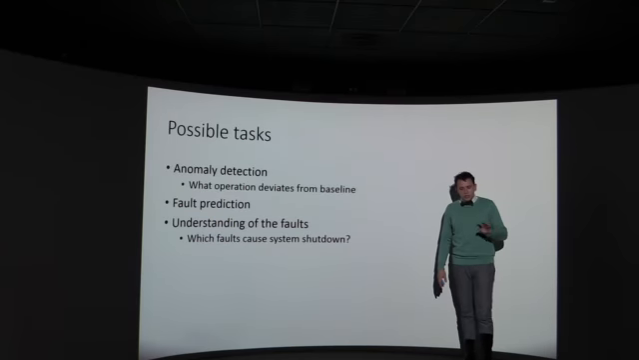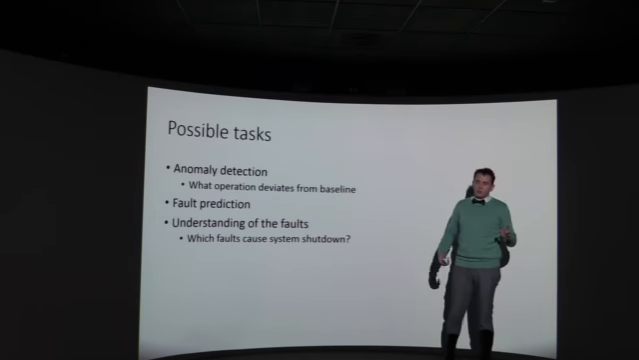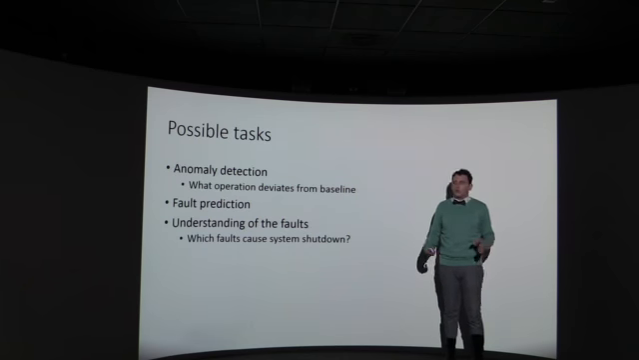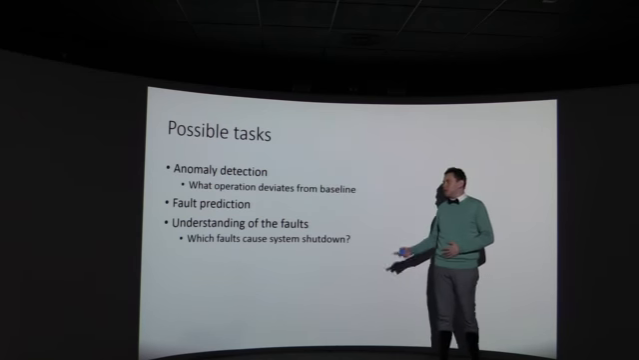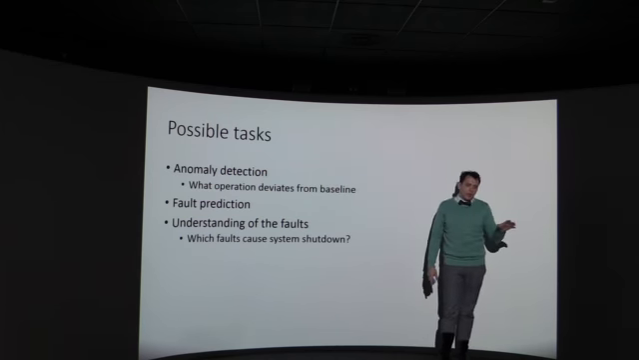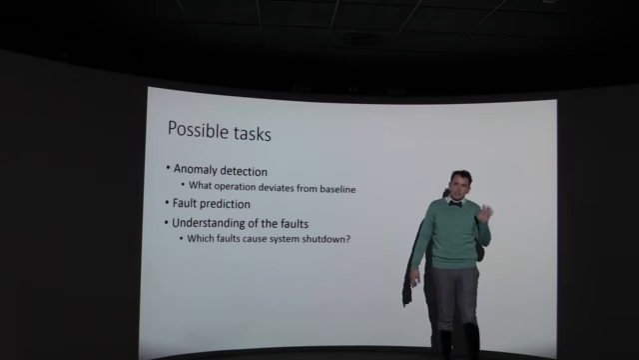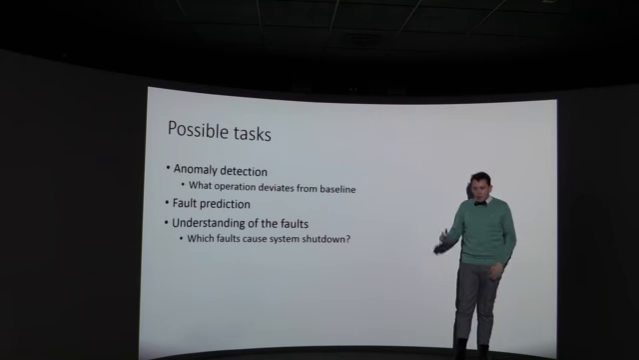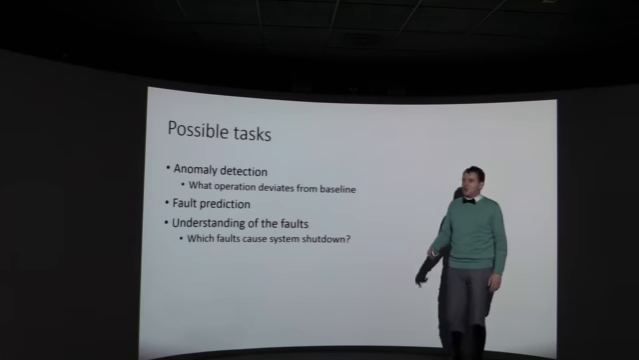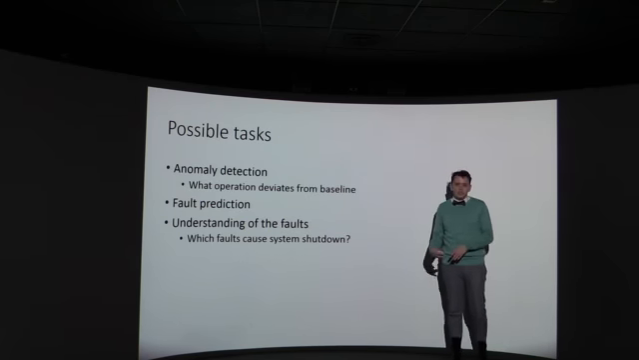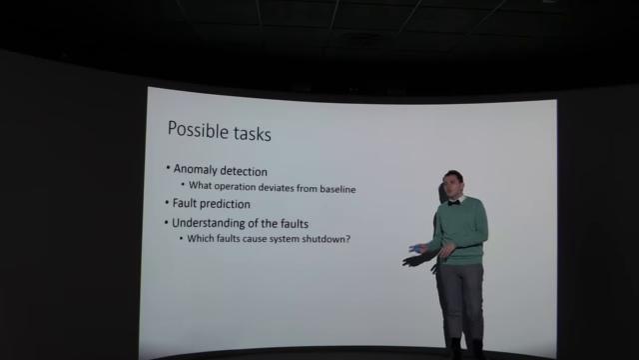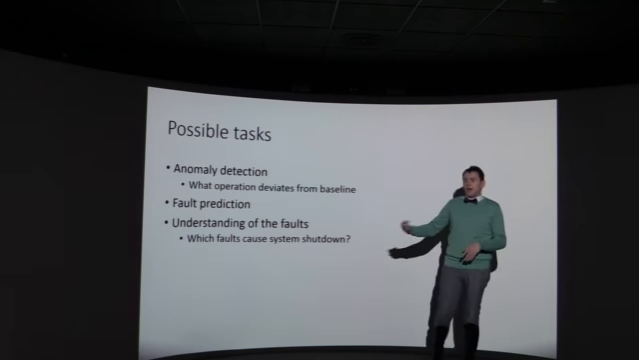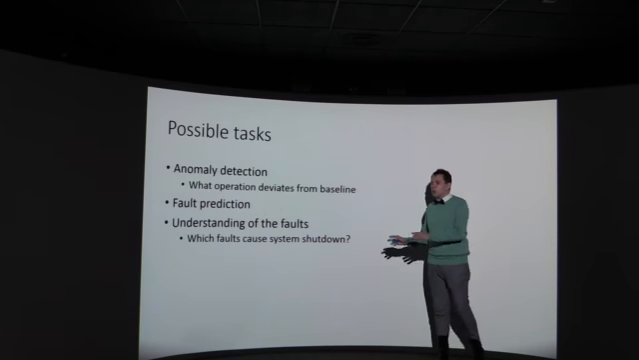When thinking about what sort of models we can build based on the data we have collected, the first thing that comes to mind is anomaly detection. We want to create a model that learns the baseline operation and then detects anything that deviates from the baseline. The limitation of anomaly detection is that we can only detect whether or not something is a fault. We need another model to detect what kind of fault we have.